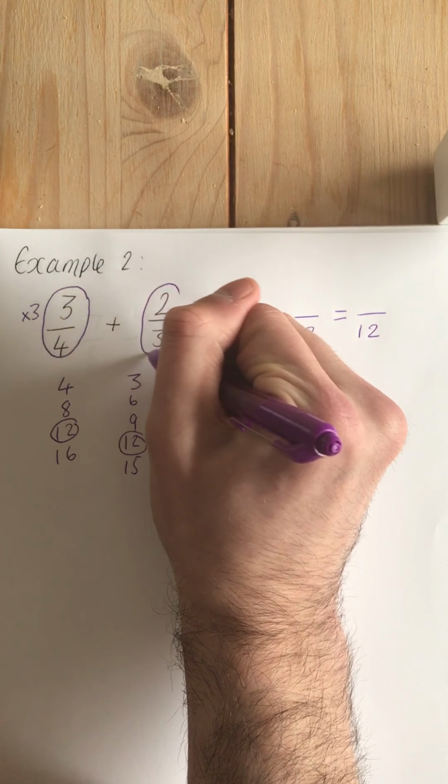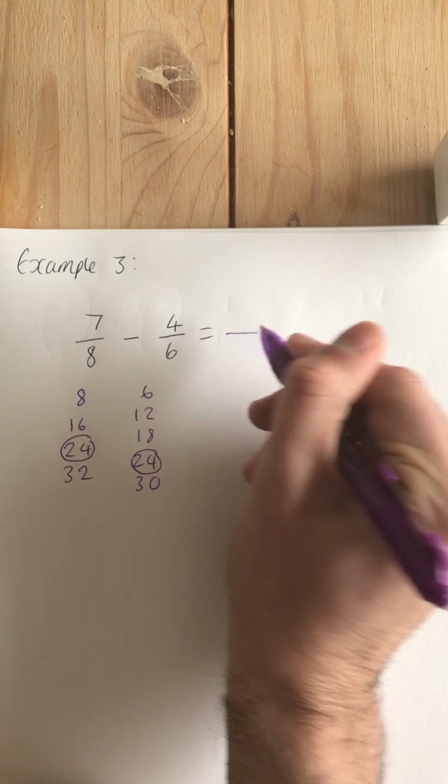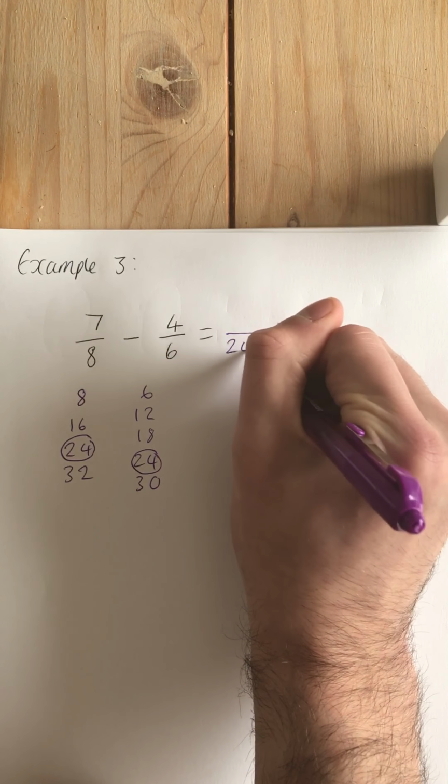The same rules apply when subtracting. So in this case, the bottom numbers aren't the same, so I need to make them the same. So I'll list my 8 times tables. I'll list my 6 times tables. I can see that the number 24 appears in both. That tells me what my new denominator is going to be.